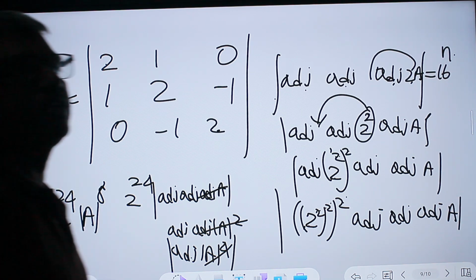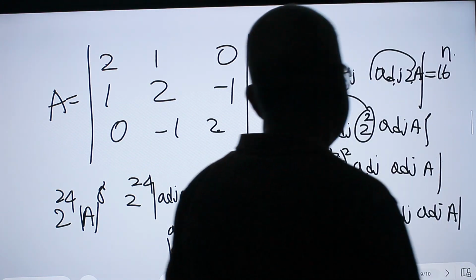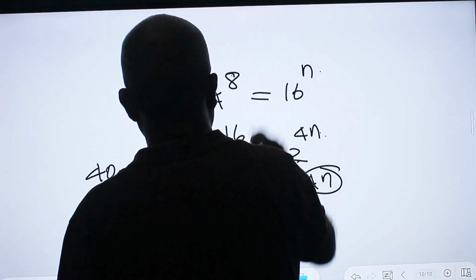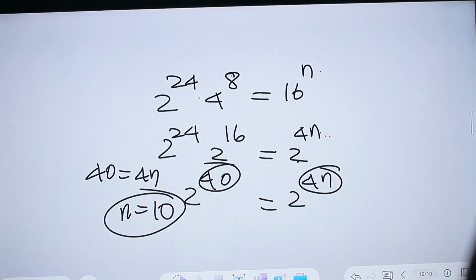2 power 24 times 2 power 16 is 2 power 40. 16 is 2 power 4, so 2 power 4n. Copy down.